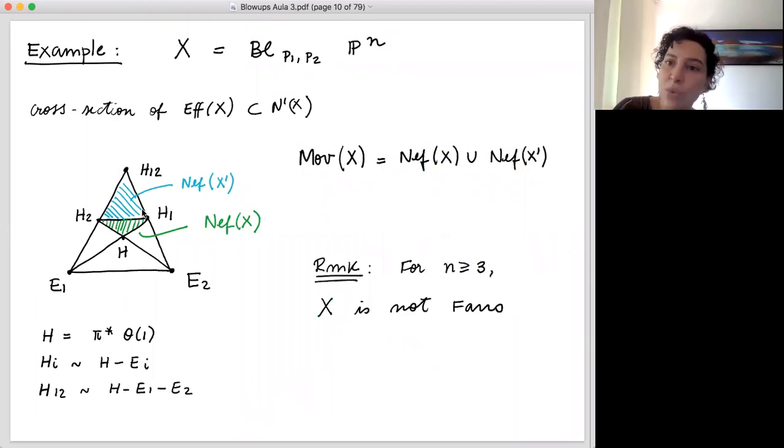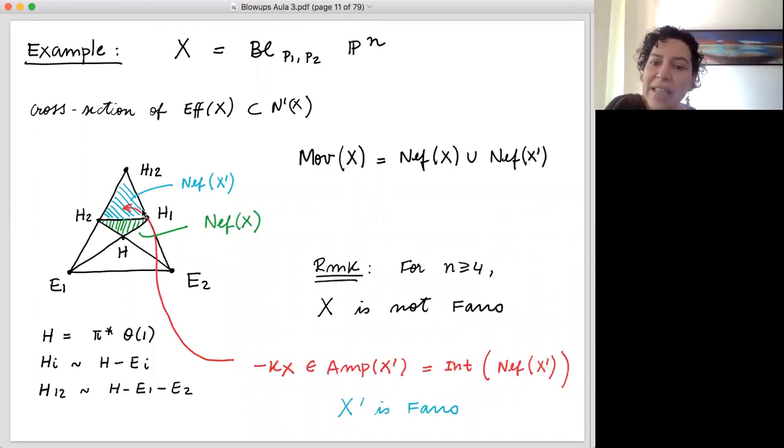And let me just remind you also that when the dimension is at least 3, we have already seen that X is not Fano. We computed the intersection of the strict transform of the line through the 2 points with the anticanonical class, and we saw that this was negative. And in fact, if you locate in this picture the anticanonical class, you will see that it lies in the interior of the Nef cone of X prime. In other words, it is an ample divisor on X prime.